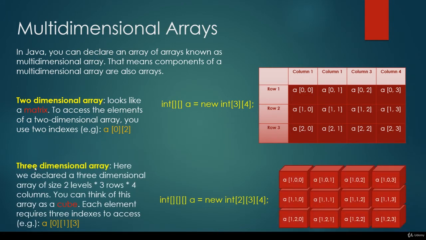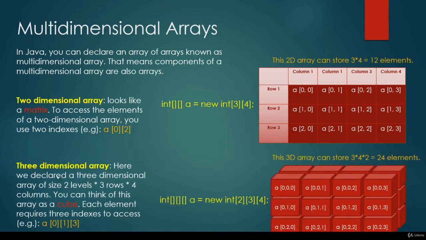We can create a 3-dimensional array. Here, we declare a 3-dimensional array of size 2 levels with 3 rows and 4 columns. You can think of this array as a cube basically. Each item requires 3 indices to access, for example 0, 1, and 3. So as you can see, a 3-dimensional array is basically a 3-dimensional structure. 2 means that it has 2 levels, 3 means that it has 3 rows, and 4 means that it has 4 columns. And as you can see, it has something to do with dimensions.